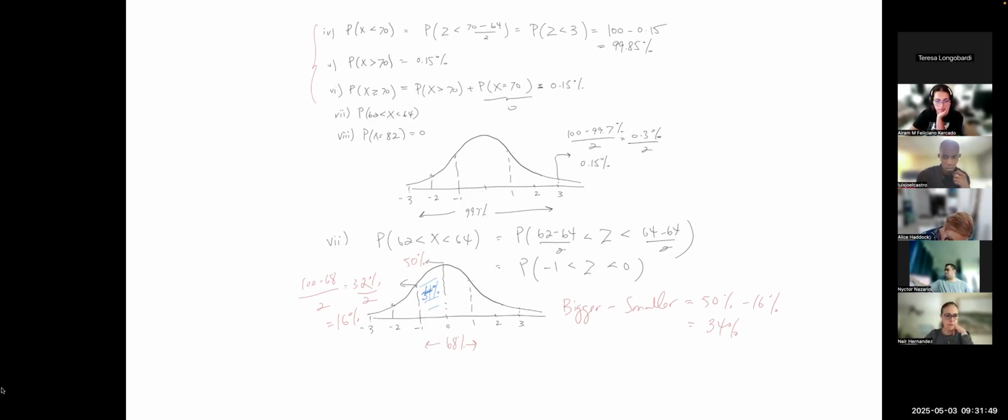If you use the rule, so what is the rule? 68, 95, 99.7%. That's the rule. And that's to one decimal place. But the tables give you more decimal places, so it's more precise. And when you have the tables, you go in the tables and you get the values and do the bigger minus smaller, in general. And that'll give you more decimal places.